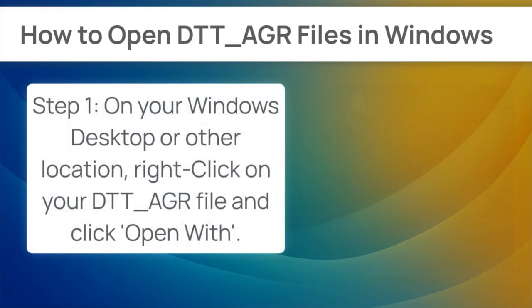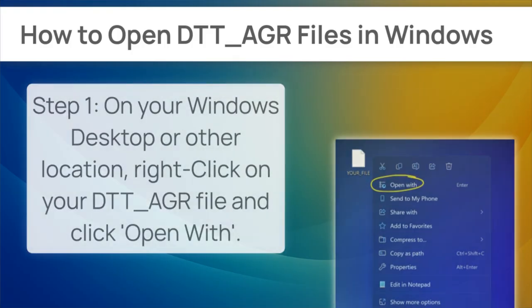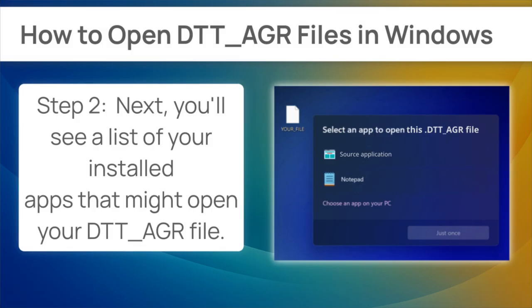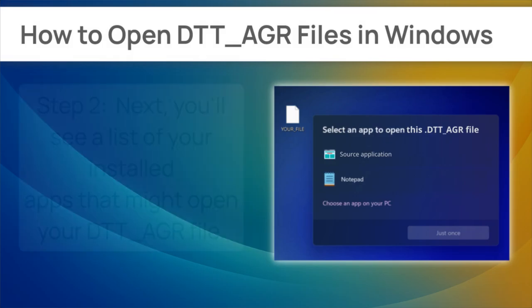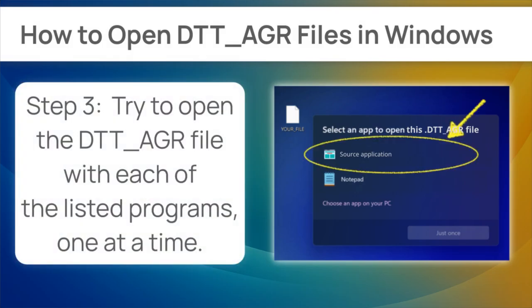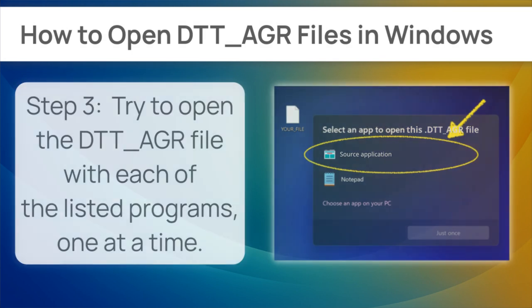Let's check which applications associate the file. Right-click your DTT-AGR file and click Open With. Test with the source application if available. If not, just choose another program from the installed list and see if it works.